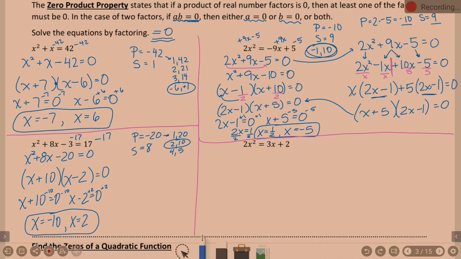(2x squared equals 3x plus 2). Okay, solving the equation. What has to happen? Not yet. Make your equation equal to 0. I can't factor it till I make it equal to 0. I personally like a positive x squared term, so I am going to subtract 3x and subtract 2 over to the other side. So then I have 2x squared minus 3x minus 2 equals 0.